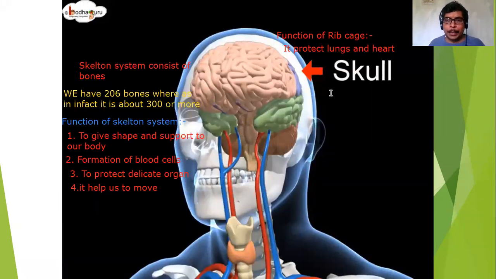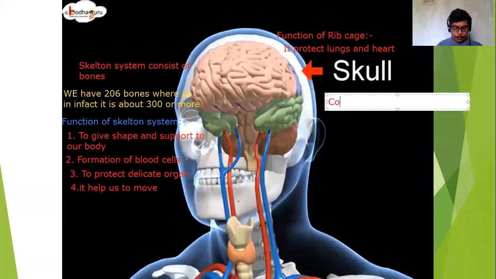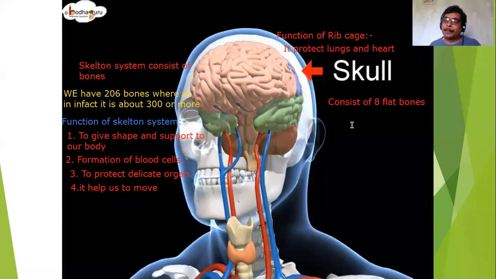How many bones were in the rib cage? The rib cage consists of 12 bones. A skull consists of 8 flat bones. Skull consists of 8 flat bones.